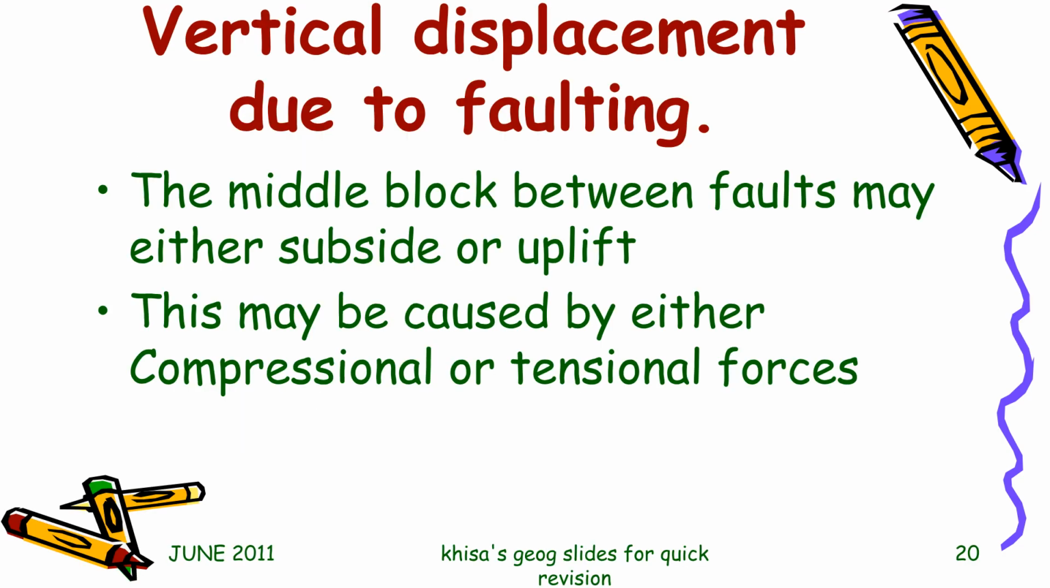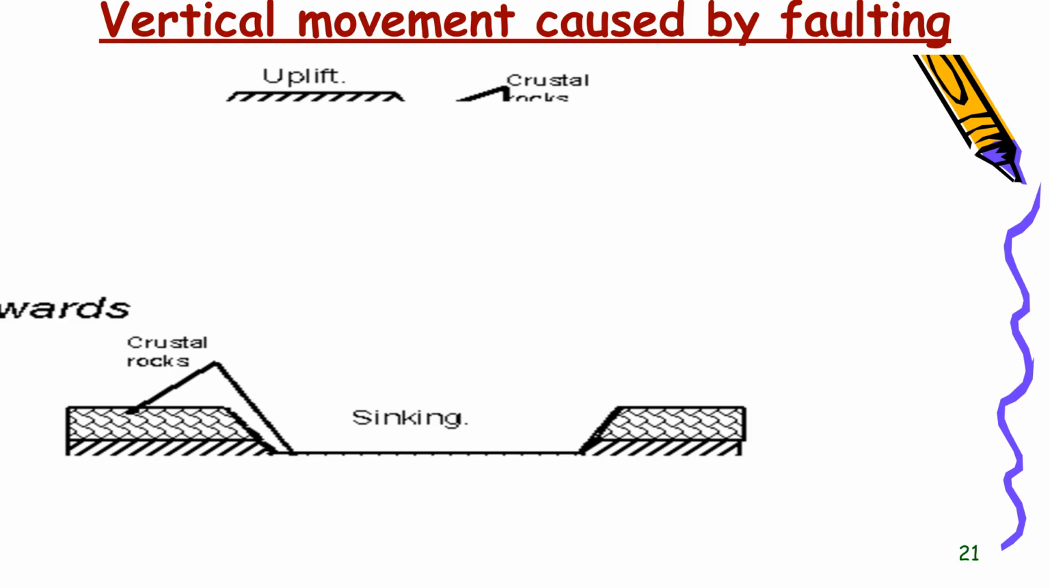Vertical displacement due to faulting occurs when the middle block between faults may either subside or uplift. This is caused by compressional or tensional forces. Here we see the vertical movement caused by faulting, resulting in uplifted or subsided blocks of crust.